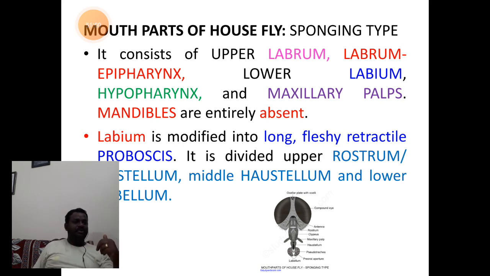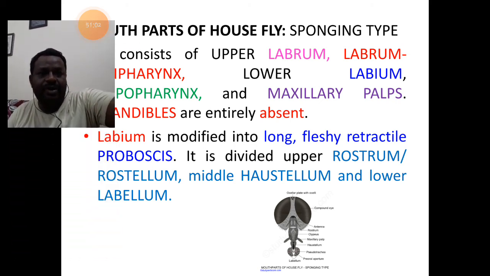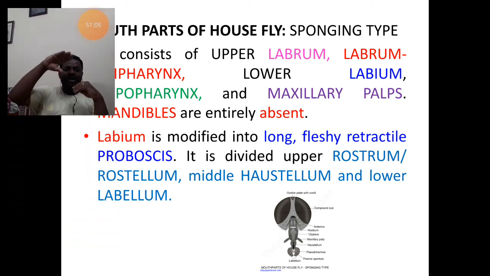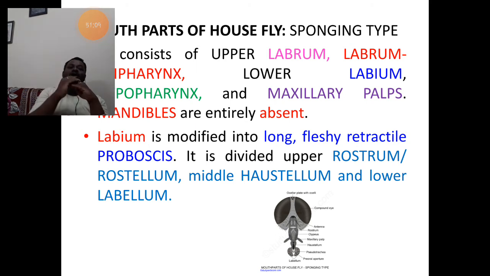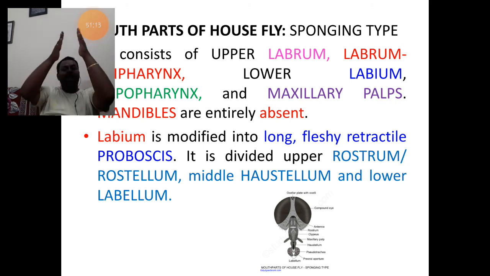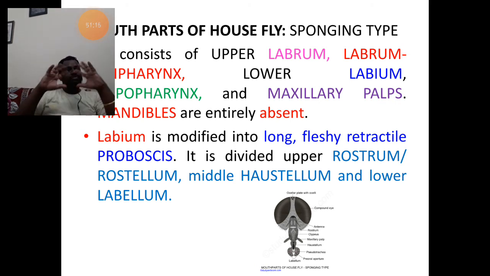From the top, the upper side, we call it rostrum or rostellum. The next part we call the middle haustellum, and the lower part we call labellum. So we have altogether 3 parts which are modified parts of all these 5 major or basic mouth parts of the insect. So what are these 3 parts? Rostrum, upper; haustellum, middle; and labellum, lower.